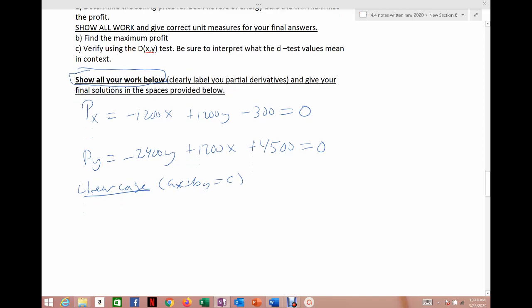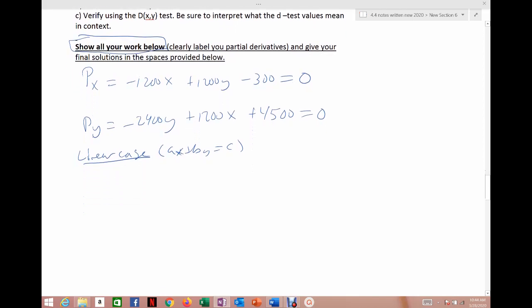Ax plus By equals C, which usually means moving over your constant. So in the first one, I've got to add 300 to the other side. I'm going to write it down here: -1200x plus 1200y equals 300. Second one, I've got to move the 4500 to the other side, so subtract it.